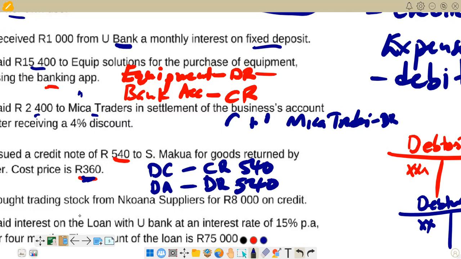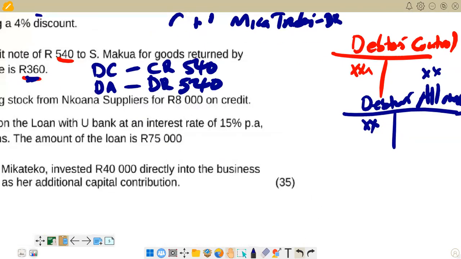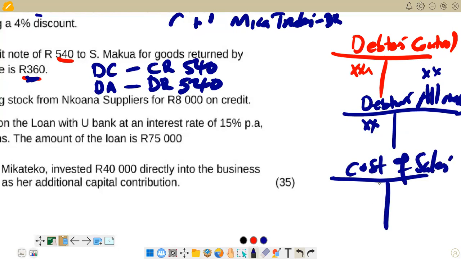Remember, when you sell goods, there's an issue of cost of sales. When you sell goods, the cost of those goods that we've sold, we also enter them in our books of accounts. So we need to reverse that one again for cost of sales. Initially, when we sold the goods, we entered the cost of sales on the debit side.